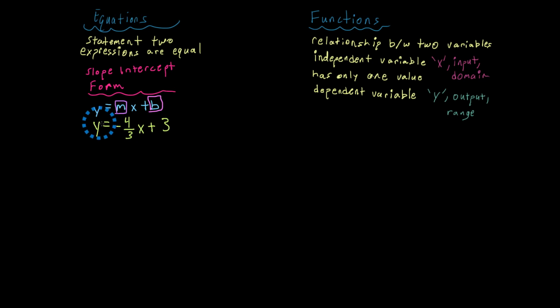So although we can think of this equation as stating that y is equal to whatever's on the right-hand side, in this case -4/3 x plus 3, this is also stating that y is a function of x, or y depends on the value for x. It turns out that most linear equations are functions, with the exception of a vertical line.